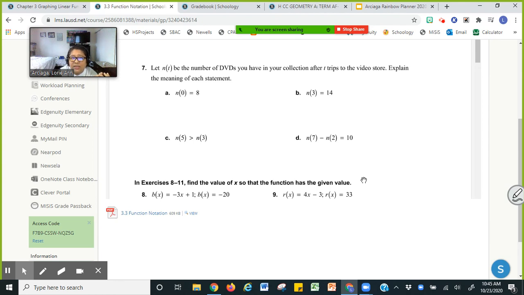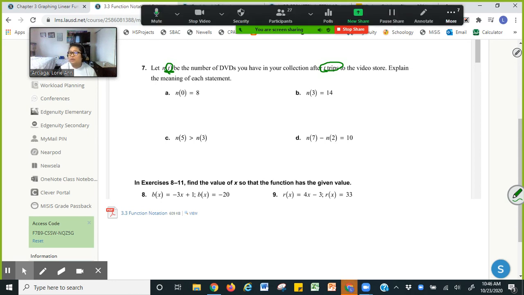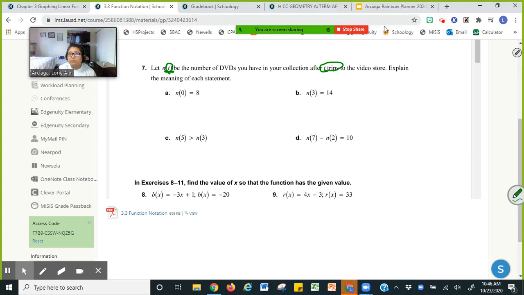The number inside the parentheses, which is t, that t right there, is the number of trips that you make to the video store. So it's just like a mathematical way of telling a story, right? Instead of saying, I went to the store this many times and I got this number of DVDs. Okay? So let's see what letter A is talking about.